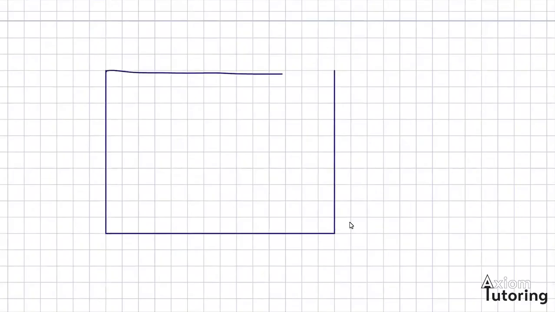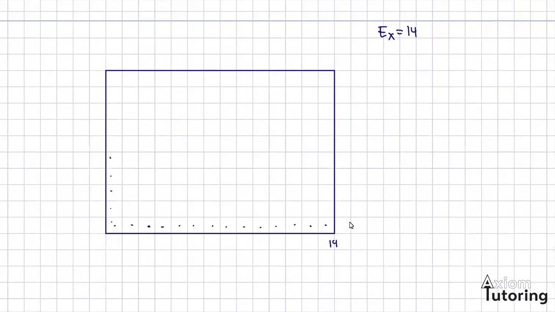So imagine that each square here is representing some units. Let's count them. 1, 2, 3, 4, 5, 6, 7, 8, 9, 10, 11, 12, 13, 14. Okay. So our total endowment for X is 14. Let's count the other box for Y. 1, 2, 3, 4, 5, 6, 7, 8, 9, 10. Okay. The endowment for Y in this economy is 10. We really don't care what the X and the Y is, but if it helps you, think about food maybe and shelter.